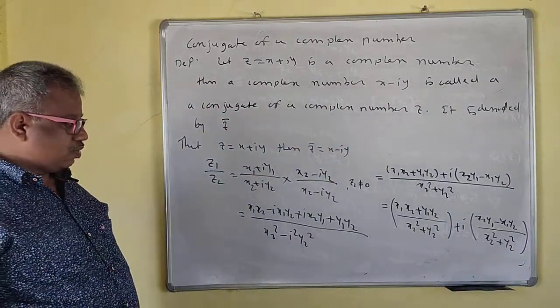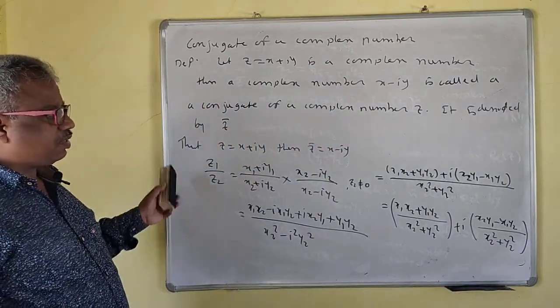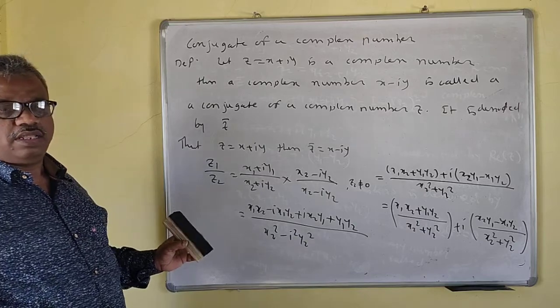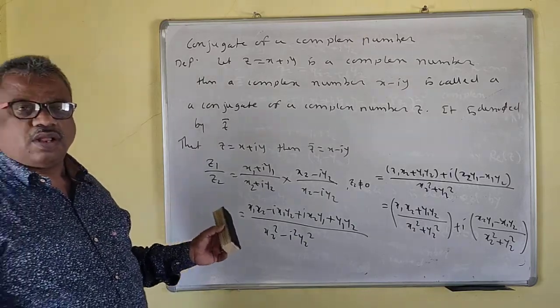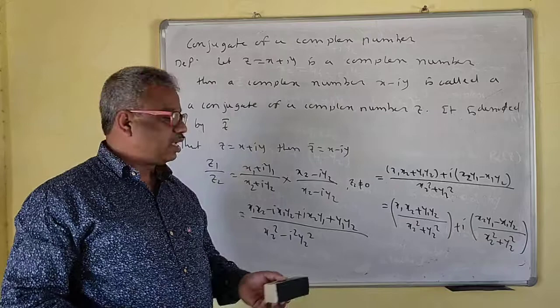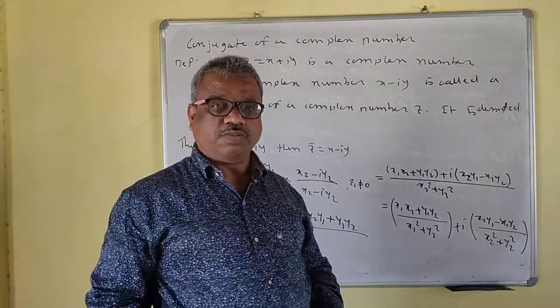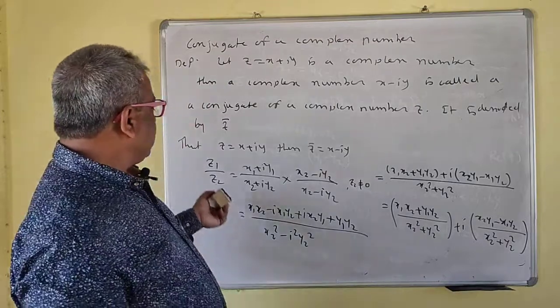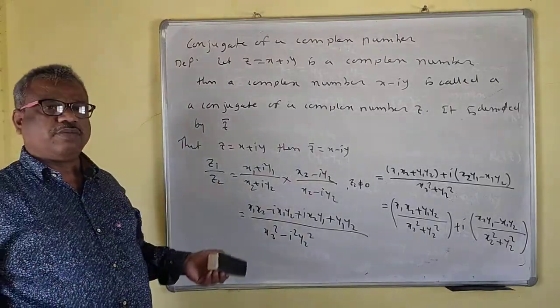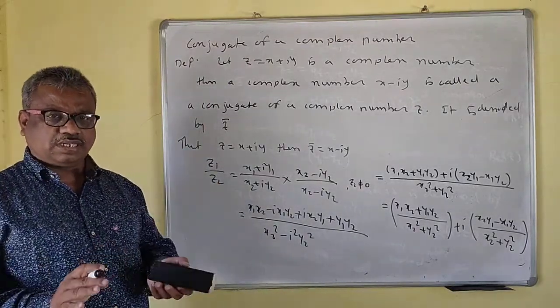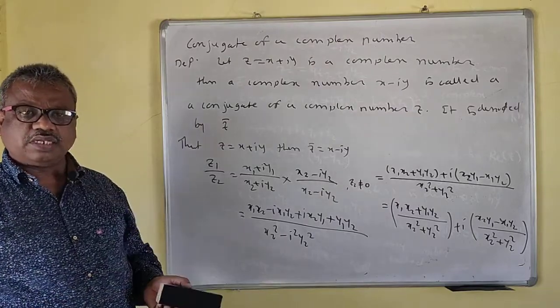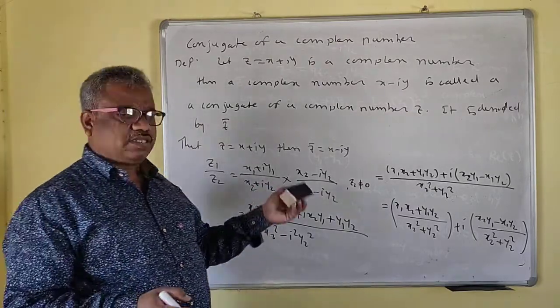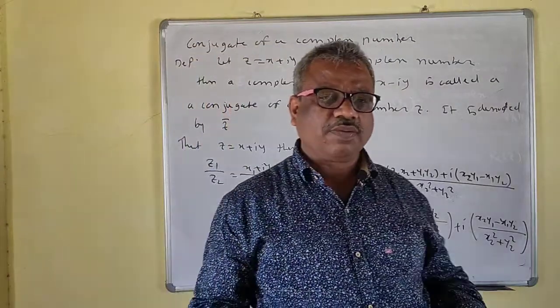Okay, so this is the basic concept of the fundamental operations on complex numbers: how to take addition, subtraction, the product, and the division of complex numbers. For division we have to take care of the denominator, which should not be 0. For addition, subtraction and multiplication, if the complex number is 0, then 0 into anything is 0, and we are familiar with this.